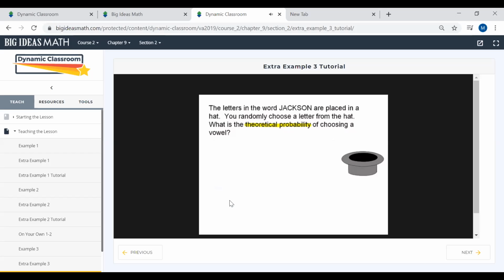First, let's write the letters in the word Jackson. The problem says that each of these letters was placed in the hat. Then you randomly choose a letter from the hat. Are all of the outcomes equally likely? Well, assuming each letter was written on a piece of paper that's about the same size, then yes, all the outcomes are equally likely. So we can use the formula for the theoretical probability of an event. First, let's write the formula. The theoretical probability of an event is equal to the ratio of the number of favorable outcomes to the number of possible outcomes. So in our problem, we're interested in the theoretical probability of choosing a vowel.